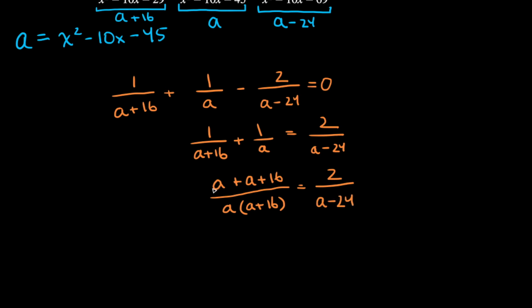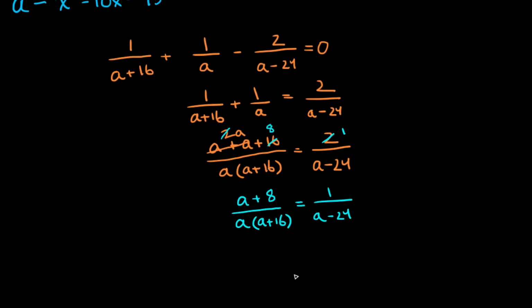Now notice this part is 2a, and we can actually divide out by a 2 on both sides, because if we divide out by this 2, we get a 2 here, and this becomes an 8, and this becomes a 1. So a plus 8 over a times a plus 16 is equal to 1 over a minus 24. And now we can just cross multiply again.